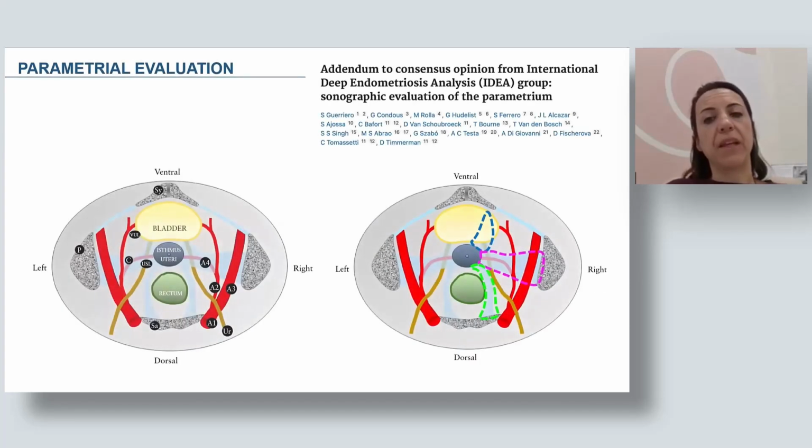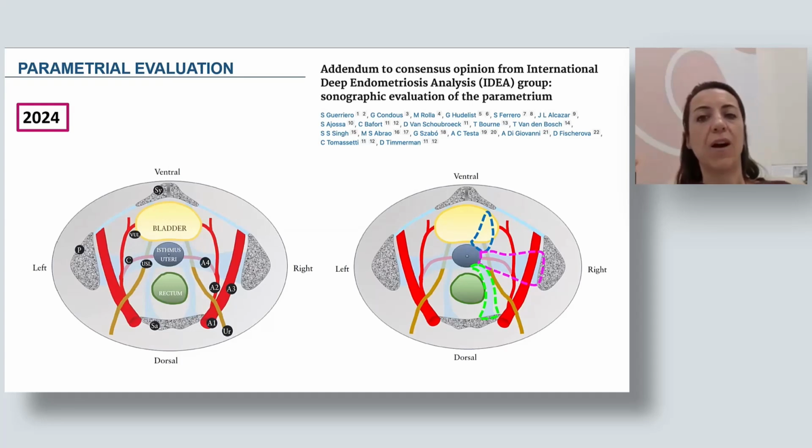Now, parametria. This is a scheme recently published by the IDEA group. I would like just to show how you can assess it on transvaginal ultrasound examination.